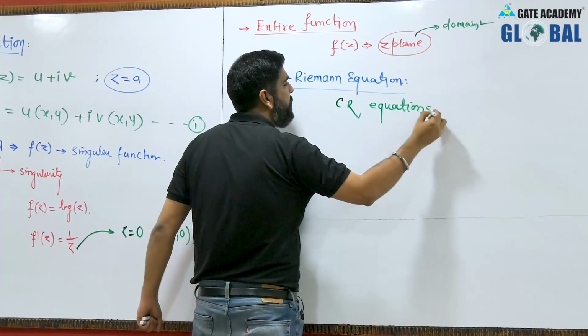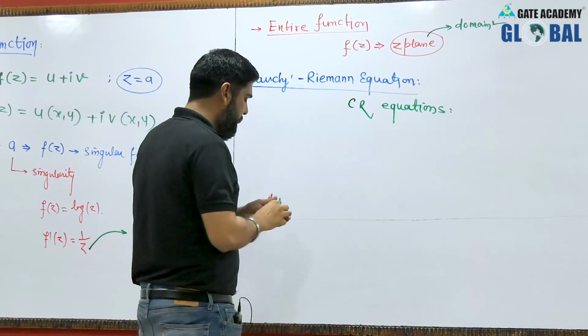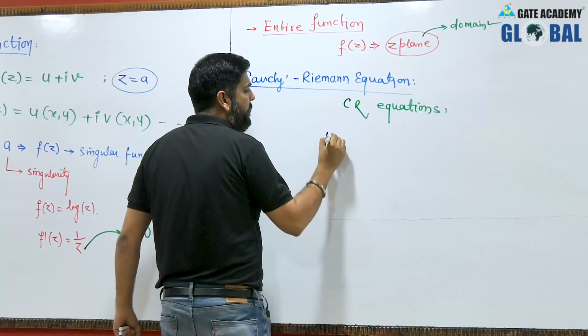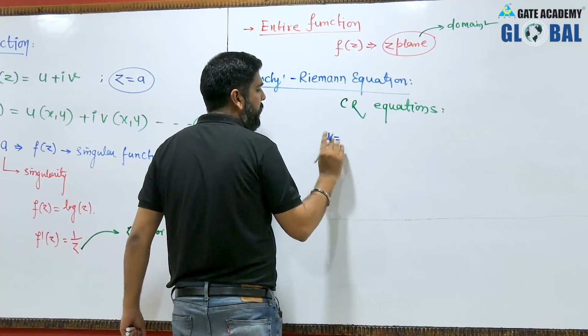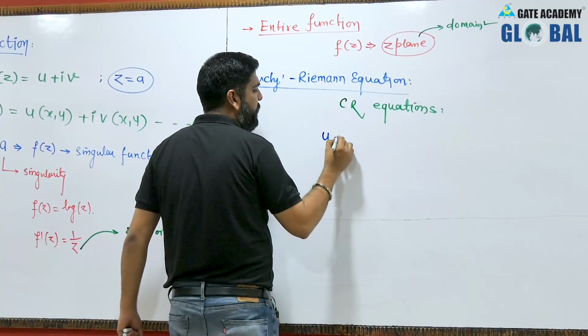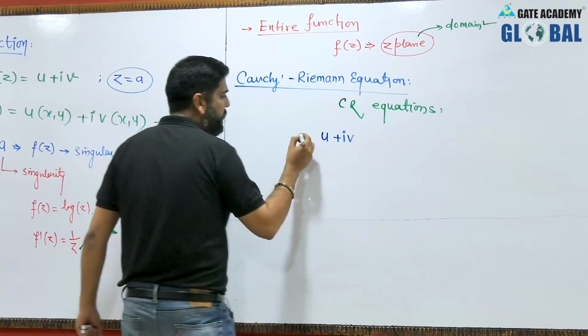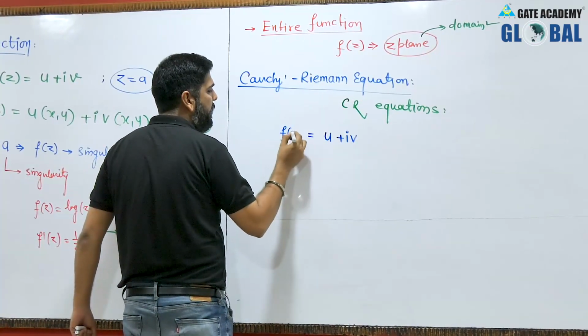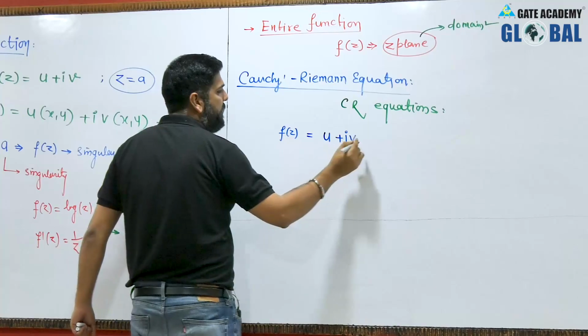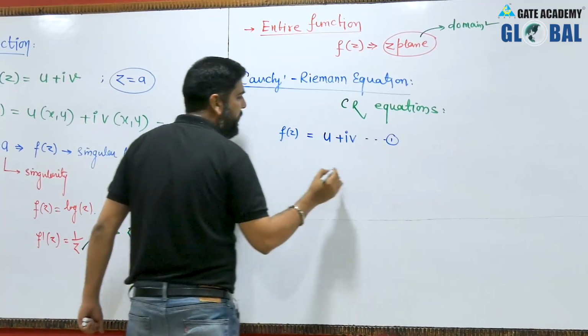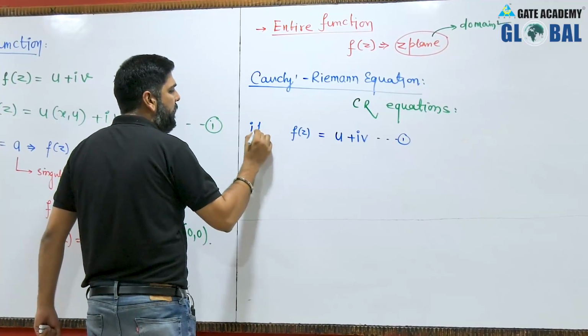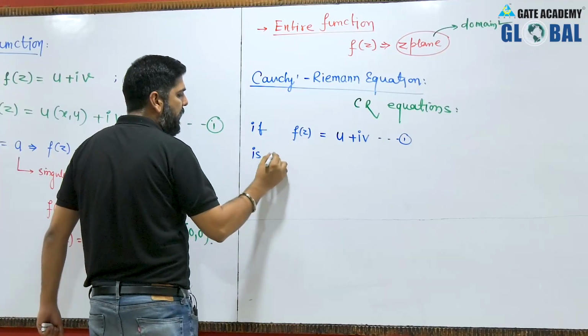CR equations are basically two equations, my dear students. Suppose the function is u + iv, where u is the real part and v is the imaginary part. And I am saying the function is analytic.